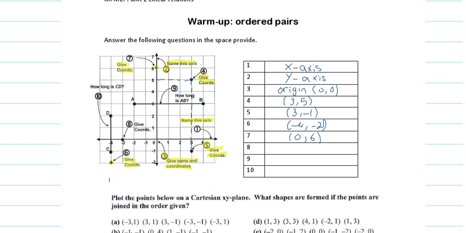And the next one. Sorry, negative 3 and 0. That's right. So this one is on the x-axis, right? So the value of x is negative 3, and the value of y is 0 because it doesn't go anywhere. It just stays on the x-axis.